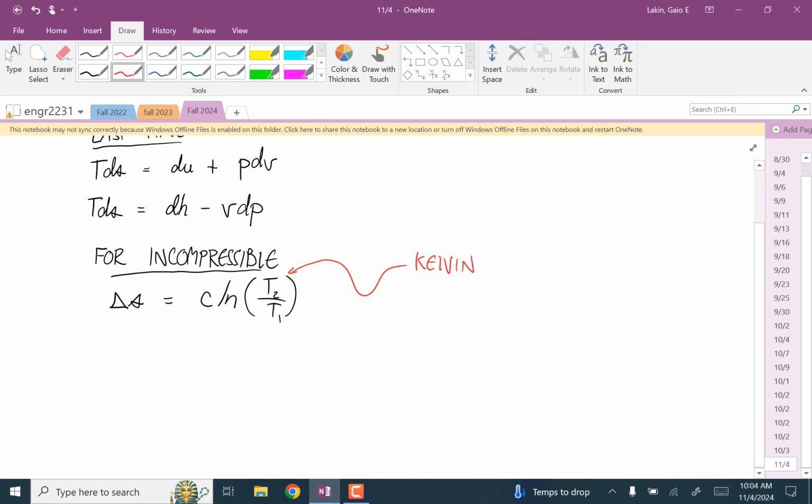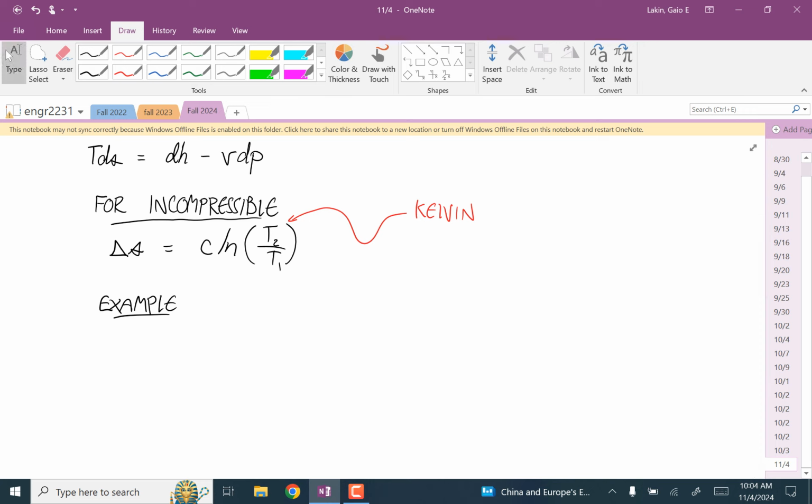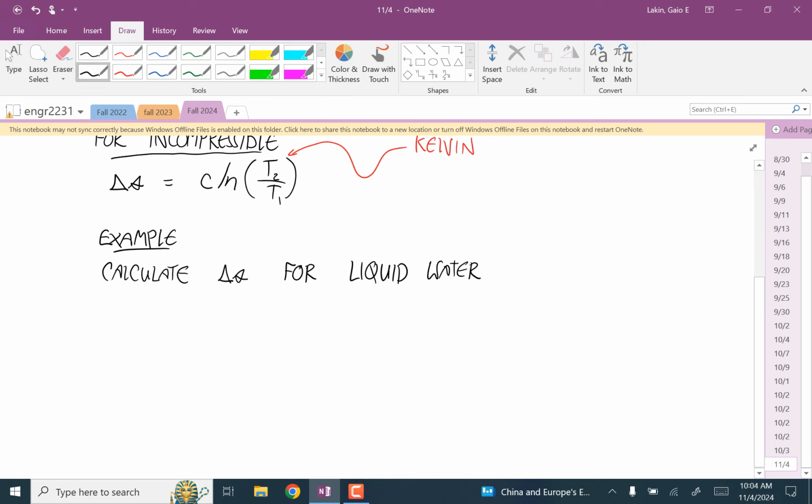So let's see how good an approximation this is in real life. So let's calculate the change in specific entropy for liquid water. We really can only do this for liquid because we're assuming incompressible. That goes from 30 degrees Celsius to 80 degrees Celsius at 10 bar of pressure.